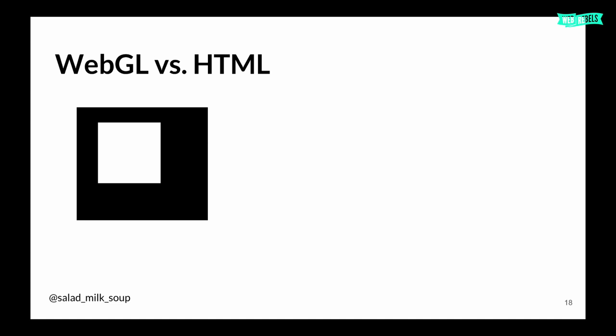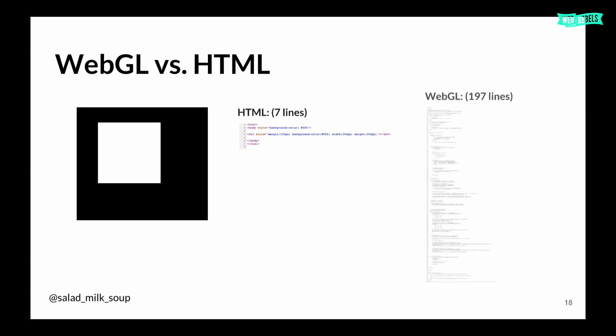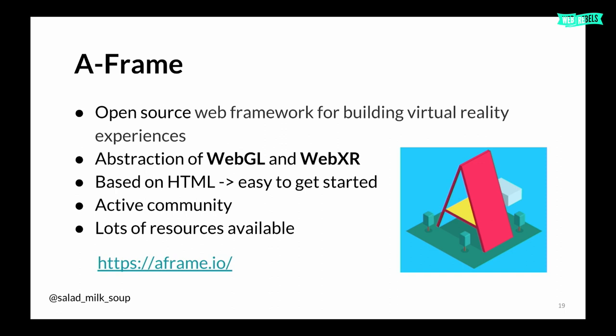Because just for rendering this image, which is just a 2D image, there's no 3D in here, if we just use HTML and put a div on a black background and make it wide with a bit of an offset, it's 7 lines. If we write the WebGL code, it's a little bit more. My slides will have a link to the actual code so you can check it out. Fortunately for us, we have A-Frame to kind of help us with that.